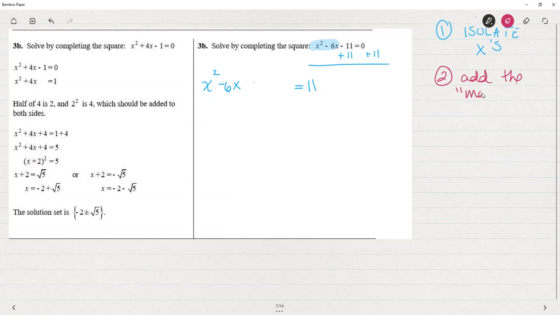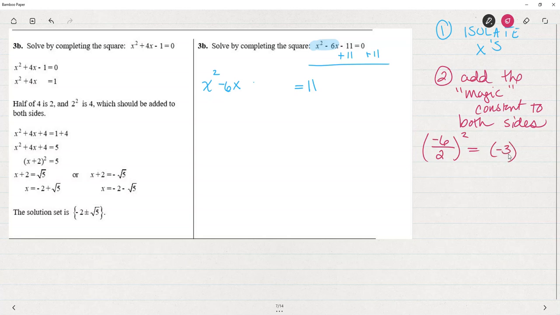So I'm going to just write the steps out here. Add the magic constant to both sides. And the magic constant, what I mean by that is that constant that I can add to x squared minus 6x to make it a perfect square. How do I find that? I take the negative 6, cut it in half, that's negative 3, and square it.